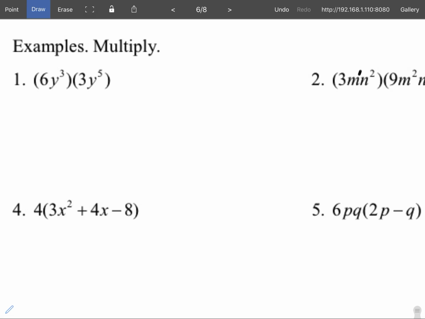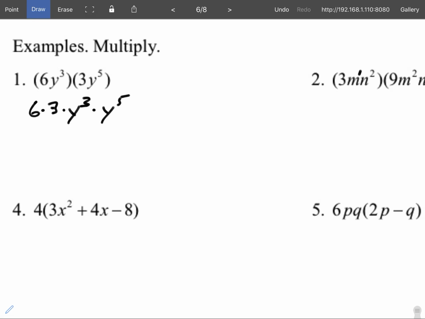Okay, so in the first one right there, you're multiplying a monomial times a monomial. So you can do the 6 times the 3 first. So you can multiply whatever order you want. So you could do the 6 times the 3 first. And then after that, then you could do the y to the third times the y to the fifth.